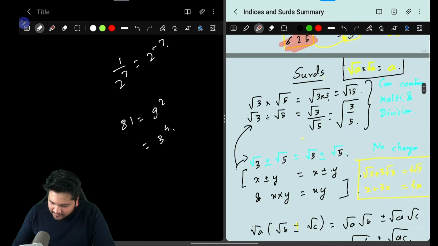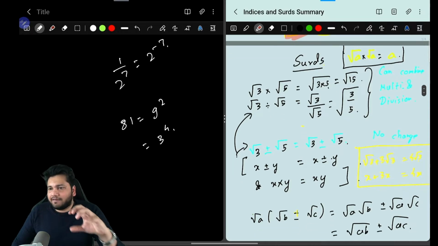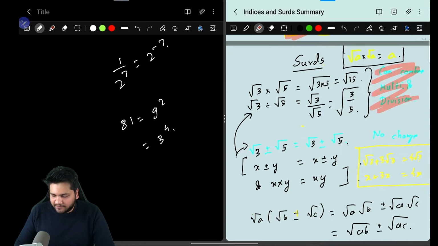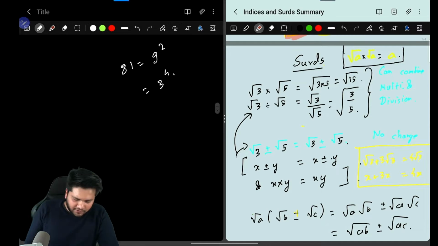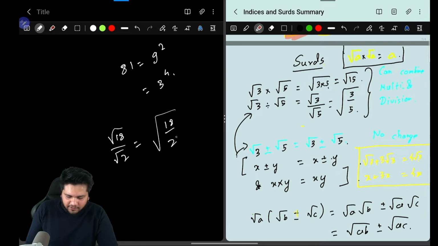In short, you can combine multiplication and division, as you can see I have written here. Right? So sometimes, the question would be like root 18 upon root 2. So definitely you can write this thing as root of 18 by 2. You can cancel this with this and you will get root 9, which is nothing but 3.